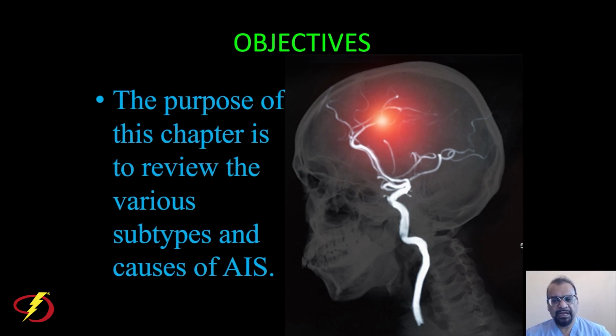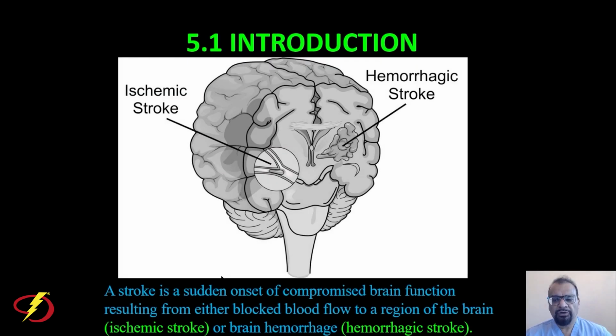So the purpose of this chapter is to review the various subtypes and causes of acute ischemic stroke. As we talked about in the last few lectures, a stroke is caused by sudden onset of compromised brain function from either a blocked vessel to a region of the brain or a leaking blood vessel causing hemorrhage in the brain.